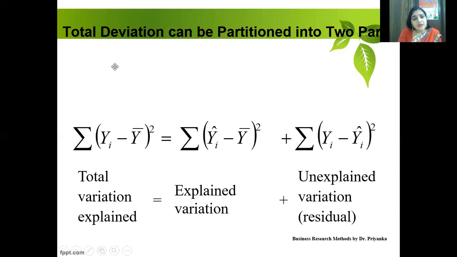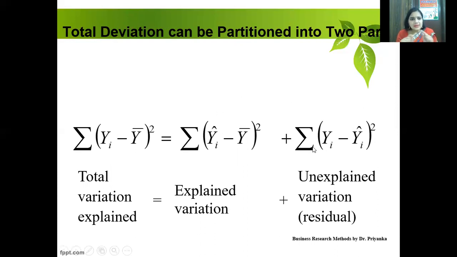Total deviation can be partitioned in two ways. Total variation is equal to explained variation plus unexplained variation. And you will be calculating total variation with the help of summation of yi minus y bar the whole square, which is equal to the explained variation, that means summation of yi hat minus y bar the whole square, and the unexplained variation would be the actual yi minus yi hat, the whole square, and then summation, right?